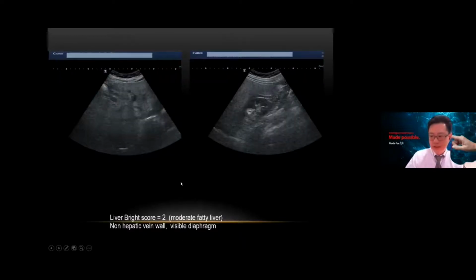So how about significant fatty liver? This one is moderate. You can see the grayscale is not that good because of the high fat content, and this is obviously significant fatty liver on B mode.